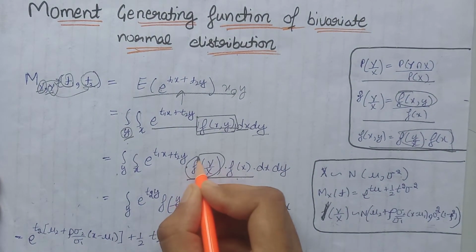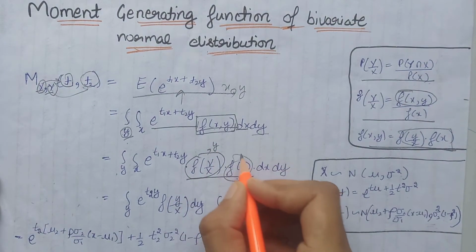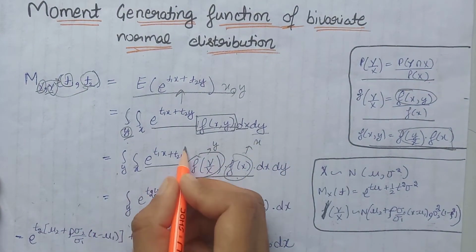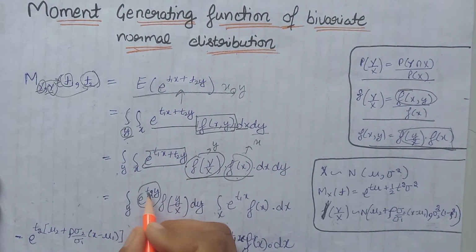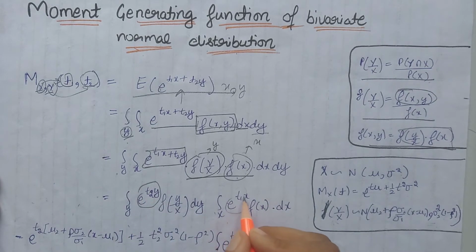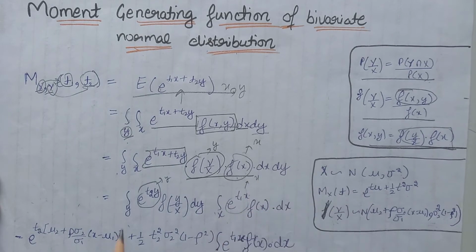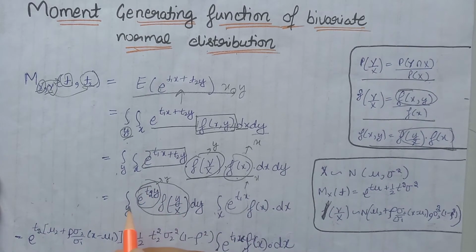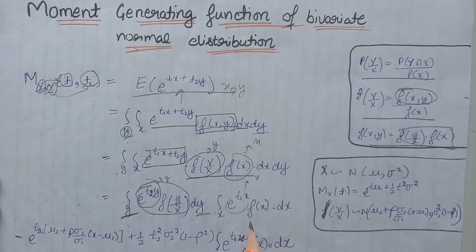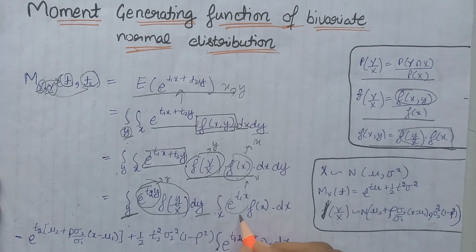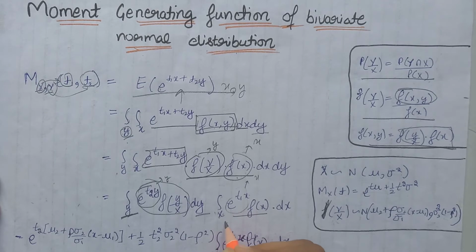Now we know that it is a function of y only and it is a function of x only, and we can separate this term as e raised to power t2y multiplied by e raised to power t1x, where one is a function of y and the other is a function of x. So we will write all the terms which are functions of y inside the y integral, and all the terms which are functions of x inside the x integral.